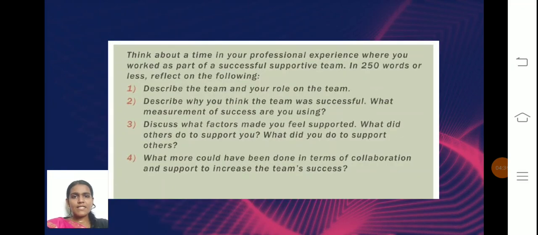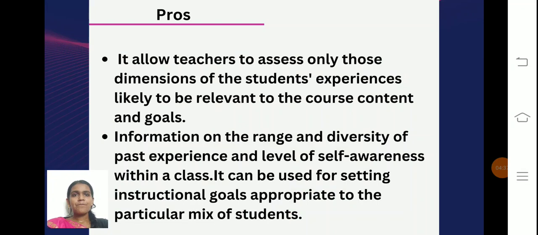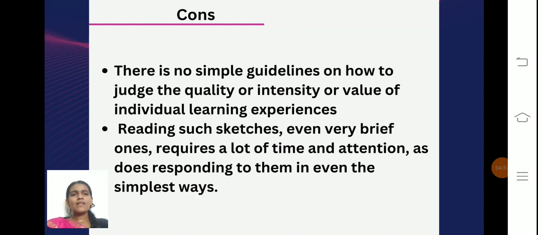For example, these are the questions that can be asked of the students. There are pros and cons, and this allows the teachers to access only those dimensions of students. If a teacher asks something about their career, then the teacher is able to understand the career path of the students only, not other things. So the things that mainly can be understood are the questions asked about themselves, and information on the range and diversity of past experience. The con is that it is not least simply a guideline. Reading such sketches, even very brief ones, requires a lot of time and attention. So it takes some time.